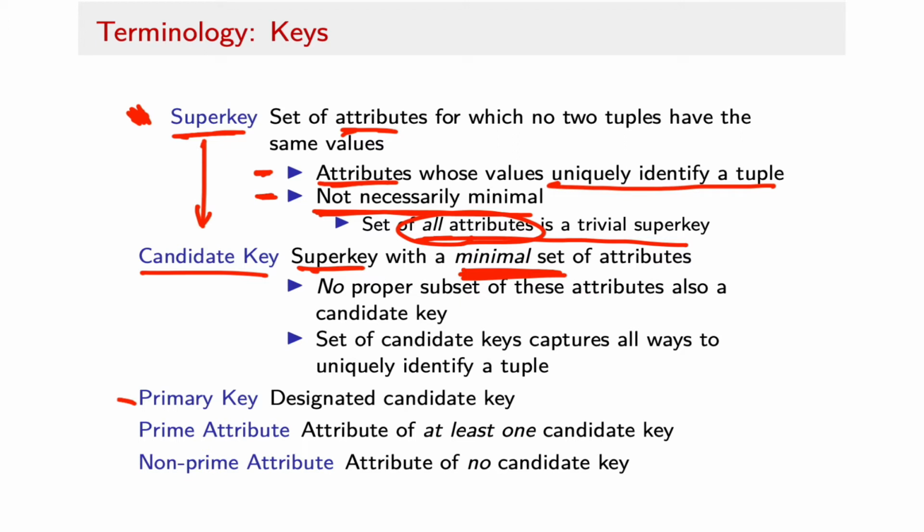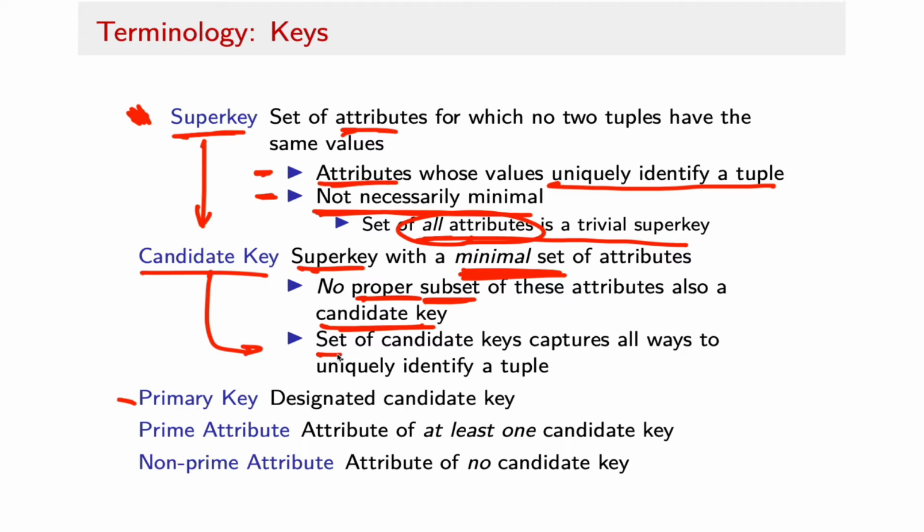So no proper subset, right? An improper subset is just the same thing. But proper subset means removing things from that set of attributes. So no proper subset is also a candidate key. So if we throw any of the attributes of a candidate key away, it's no longer a key of any kind. It doesn't uniquely identify rows. So coming up with a list of all the candidate keys is actually an important consideration when you're thinking about what you actually want to use as the key to this particular relation.